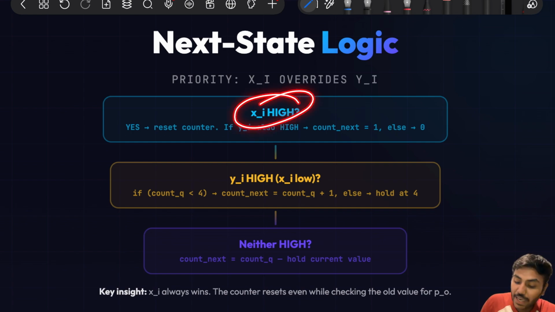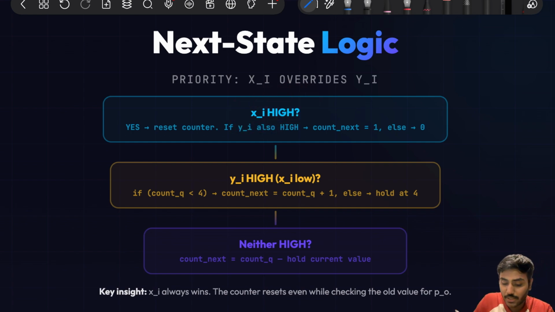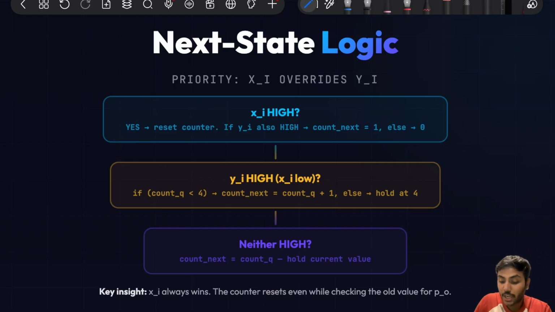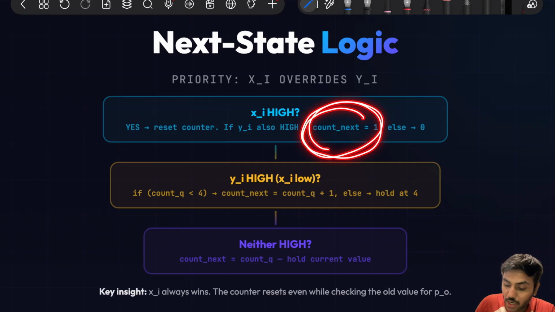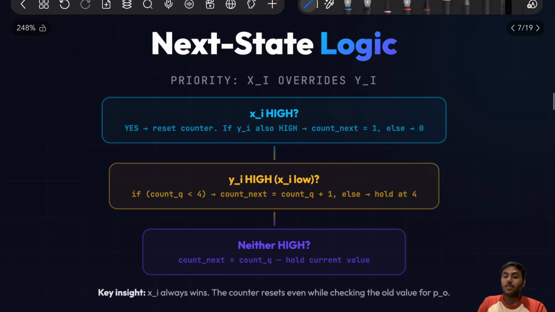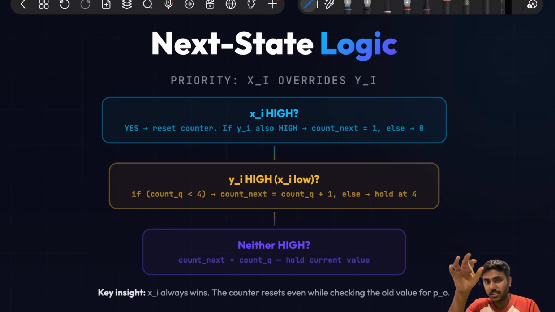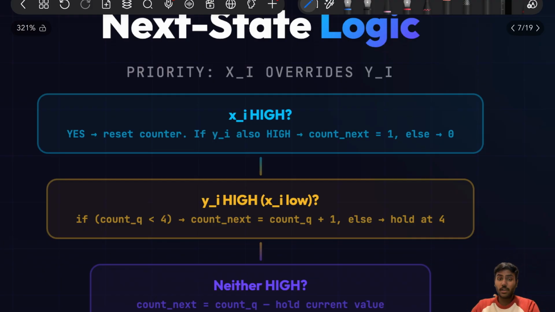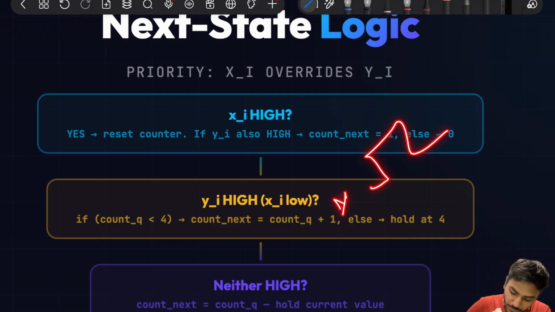First, if only Xi is high, we will reset the counter, and if Yi is also high, we will wrap count next to 1, else 0. So what we are doing is, if only Xi is high, we will just reset the counter. We will not do anything else. What if Yi is also there on the same edge?